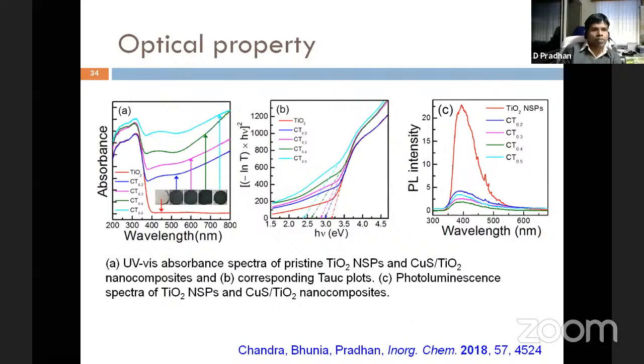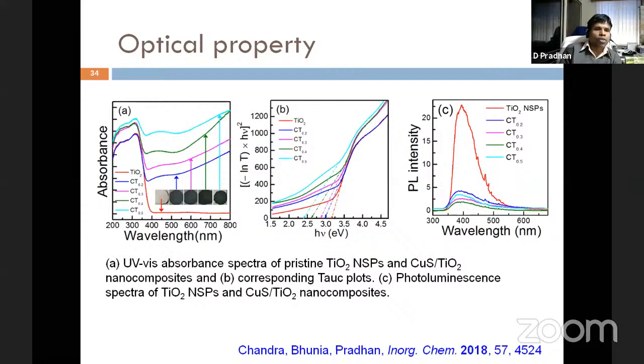We have studied the optical properties. The optical properties match the literature; titanium dioxide has a band gap of 3.2 to 3.3 eV. That is what you see in the case of pure TiO2. The red graph on the left is the absorbance, and in the middle you have a Tauc plot, where the band gap was estimated to be 3.2 to 3.3.